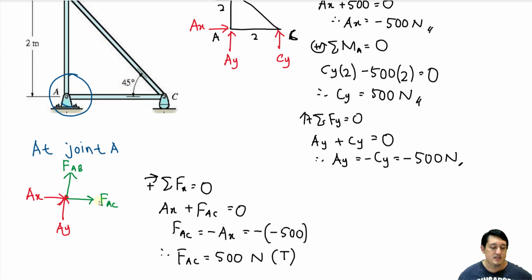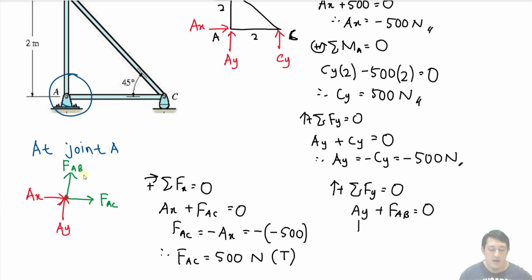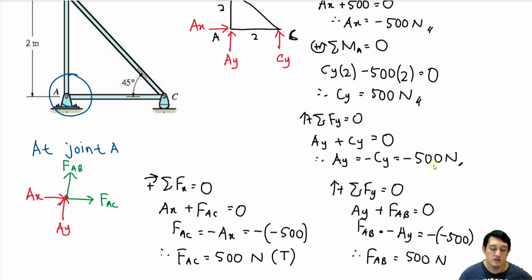Okay, so what about FAC? So for FAB here, we can use total of force in Y direction. So FAB is equal to negative AY. AY is what? AY is negative 500 Newton. So as mentioned earlier, please make sure we use negative 500 when we insert the value. Maintain the negative. Therefore, FAB is equal to 500 Newton. Because the answer is positive, it means that our assumption of it being a tension is correct. So this one is also a tension.